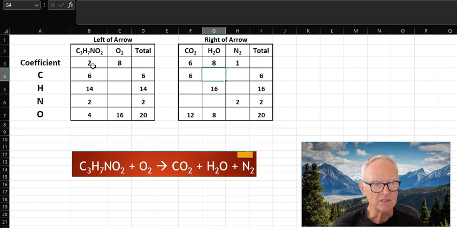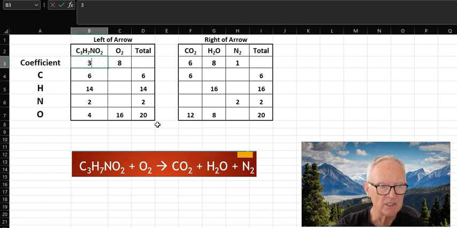Okay, so if we're going to do that, we could change the coefficient of C3H7NO2 to 3. Let's try that. Well, now we get an odd number of hydrogens, and that's a little tough to reconcile. So let's go to 4. All right, now we've got 28 hydrogens.